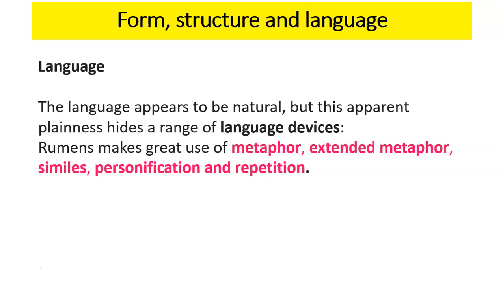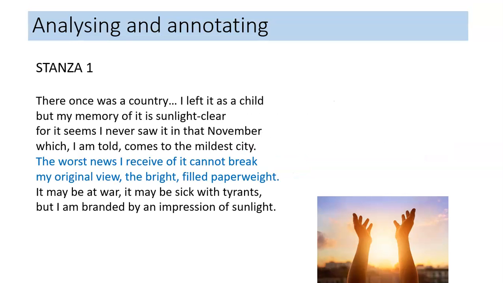We're going to have a little look at the language now. The language in the poem is quite straightforward and natural, kind of conversational. But even though the language might be plain and straightforward, there's a range of language devices that we're going to spot as we analyze. So keep an eye open for metaphors and extended metaphors. There's similes, personification, repetition, lots of figurative language being used throughout the poem. Let's get ready to annotate stanza 1 now.